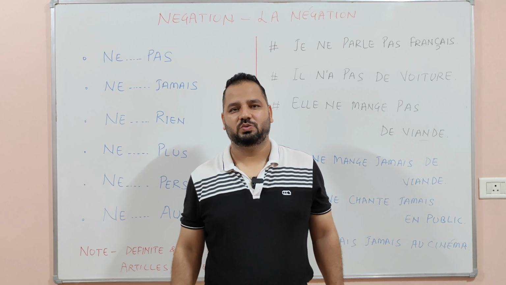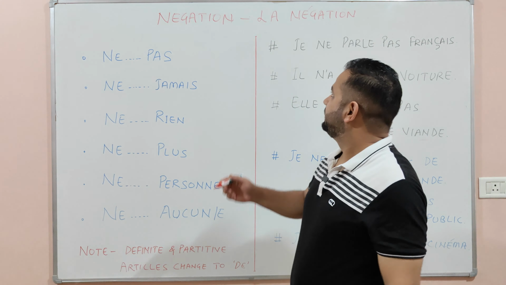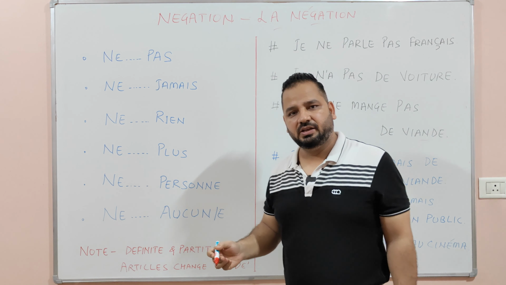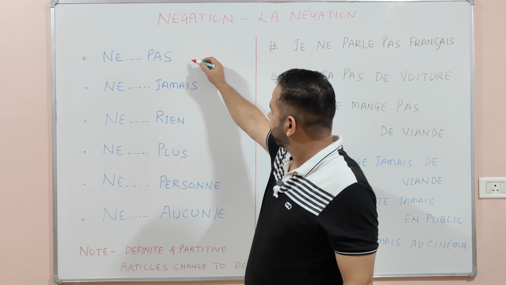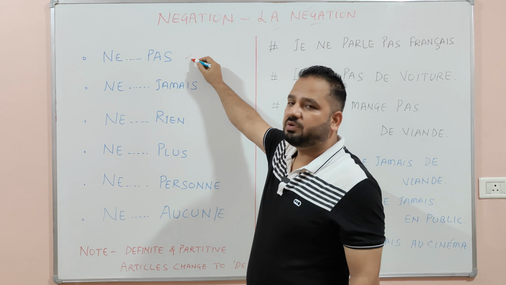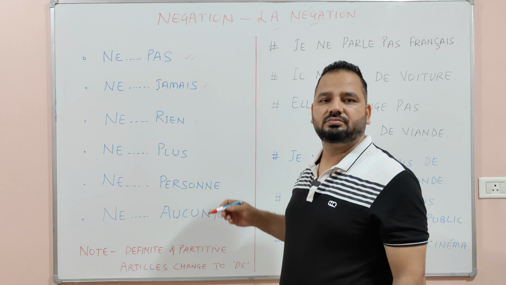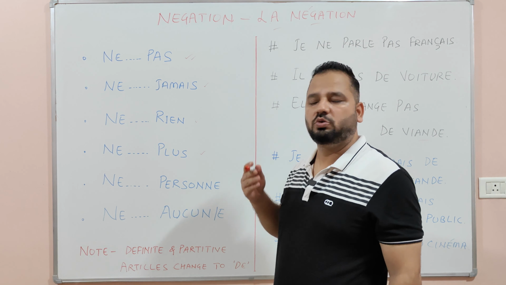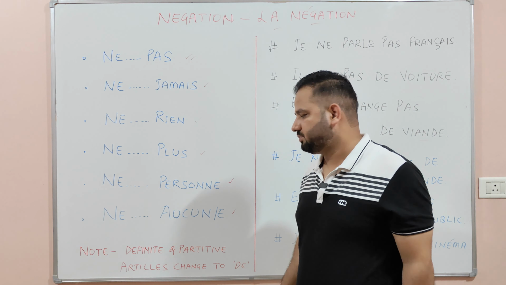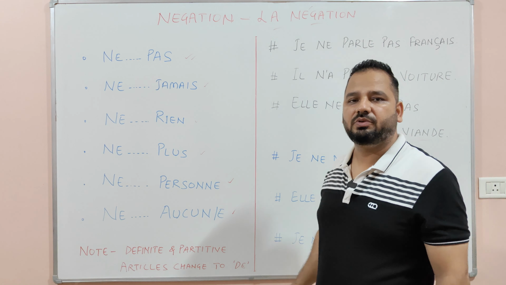In this session, we are going to learn negation in French, or how to make sentences negative in French. Let's start. In French, we call it la négation. Mainly, negation is of six types. Ne pas, which means a simple negative sentence, the simplest form of negative. Ne jamais, which means never. Ne rien, nothing. Ne plus, no longer. Ne personne, nobody. Ne aucun and ne aucune, which means none or no one. Correct? Let's discuss these negations with the help of examples.